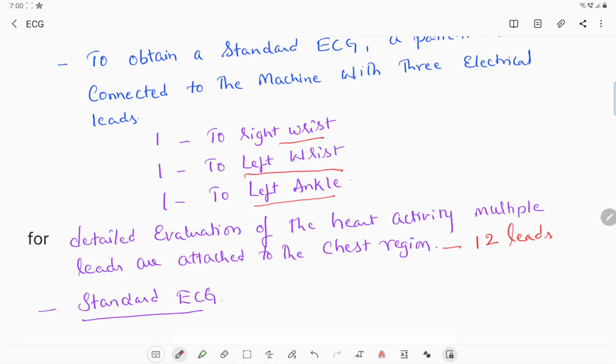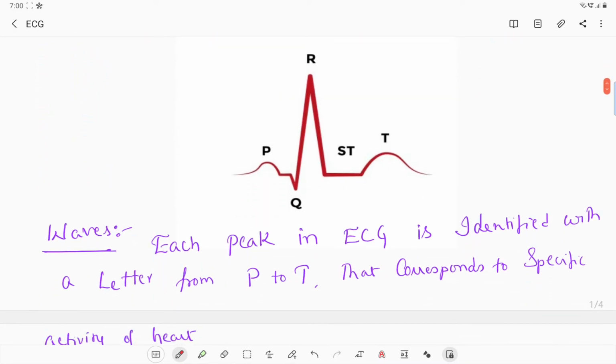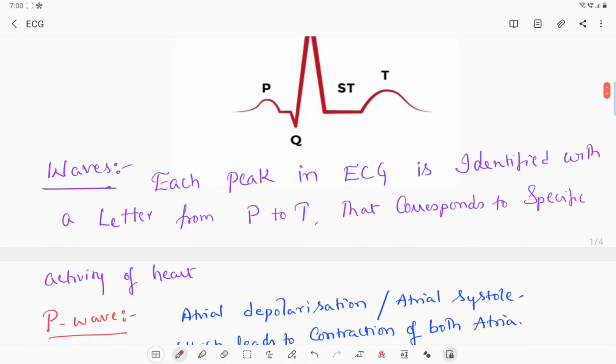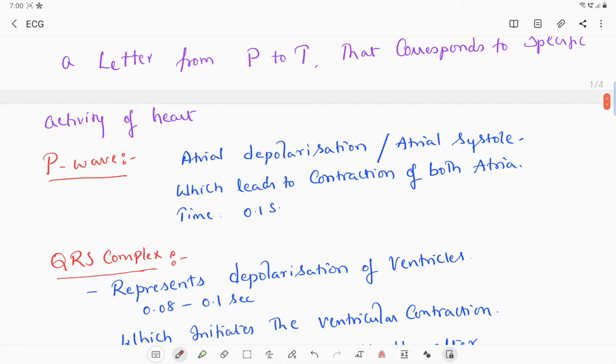Then if you see the standard ECG, it will look like this. It gives us different types of waves like P wave, QRS, and T wave. Each peak in the ECG is identified with a letter from P to T that corresponds to specific activity of the heart.